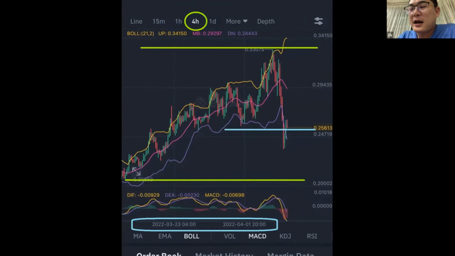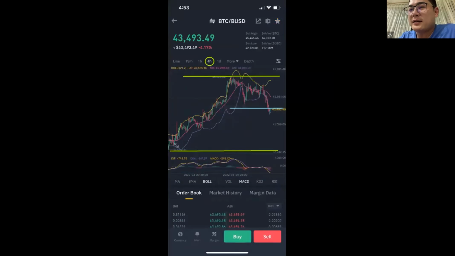And another thing, the last thing you need to check, is the BTC price. Why? Because almost all the alternative coin prices are affected by the Bitcoin price. So the Bitcoin movement is very crucial for us to predict whether the coin price is going to uptrend or downtrend.